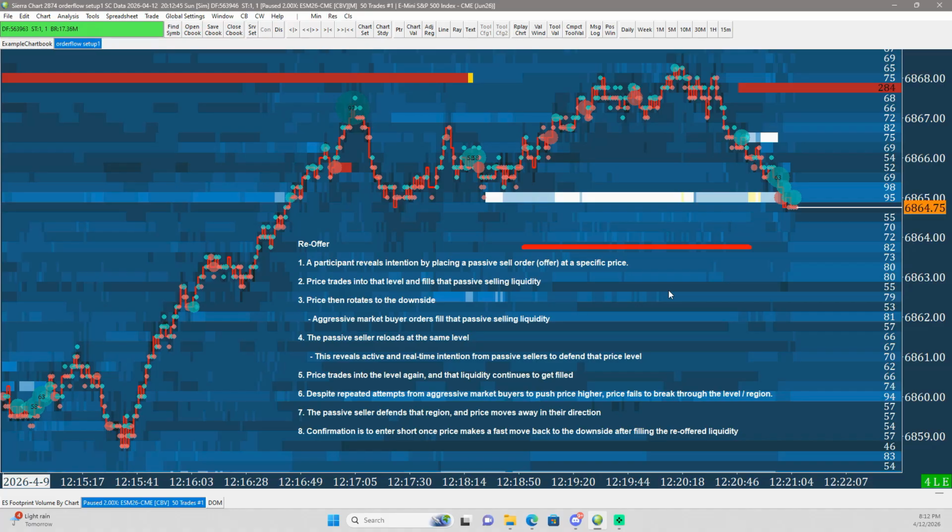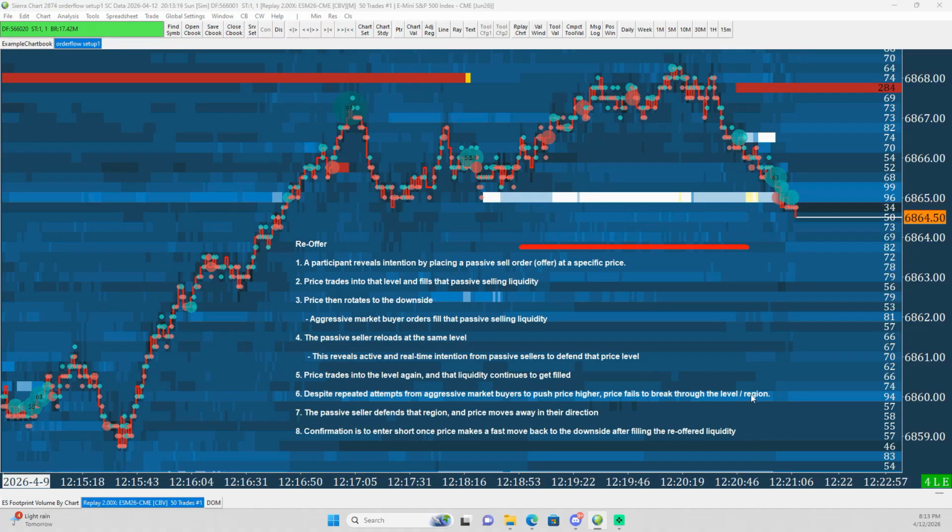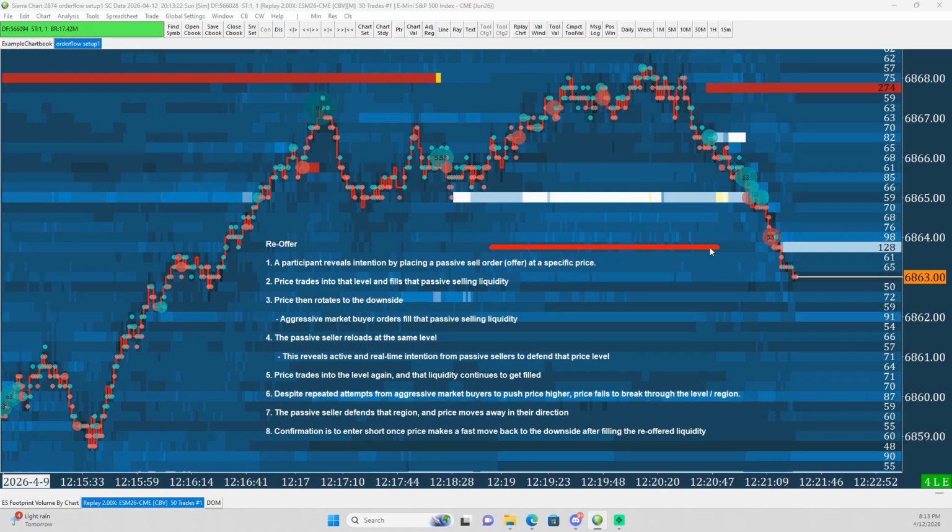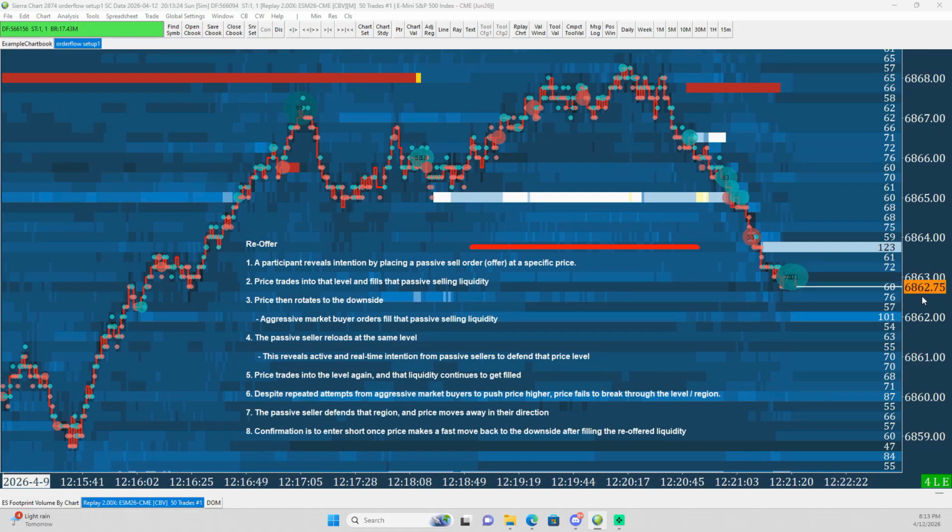So I'm going to replay the data, and we're going to see a participant reveal intention by placing a passive sell order, or in other words, an offer at 6863.75. Price is going to trade back upwards into that level and then fill that passive selling liquidity. Price is then going to rotate to the downside, and once that occurs, I will pause the data and we can talk about what's happened and some key information. So let's do it. Price is breaking under 6863.75, and we can see an offer stepping in.